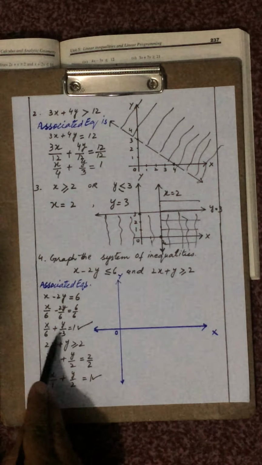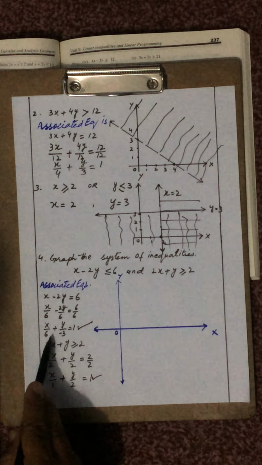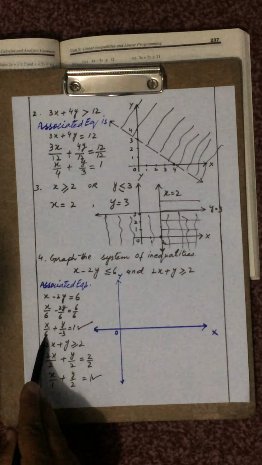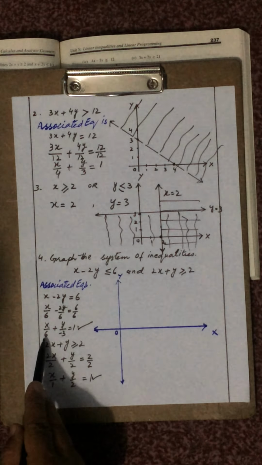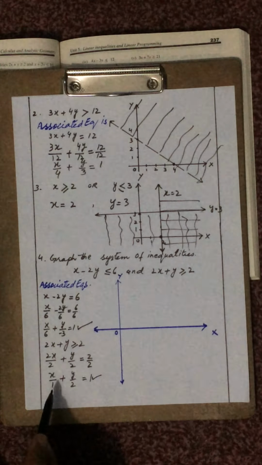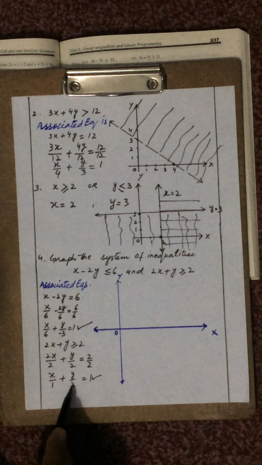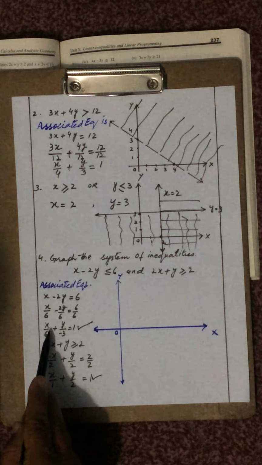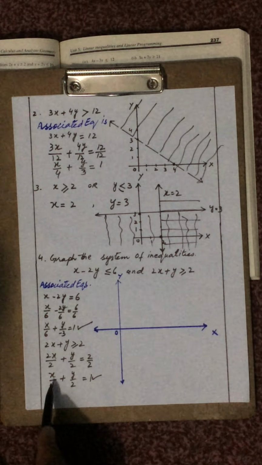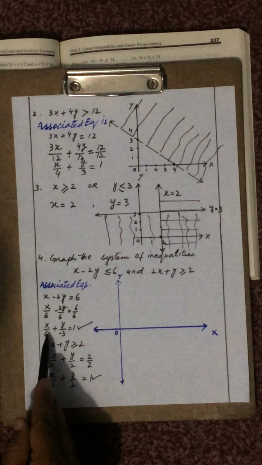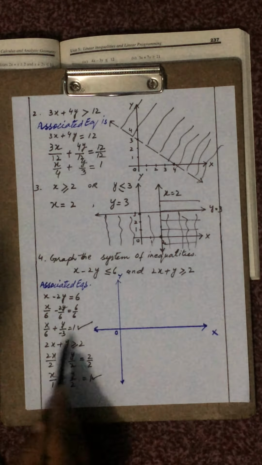Here x is 6 and y is minus 3. So we require the values on the axes. x is 6 and y is minus 3. Here x is 1 and y is 2. So if we see both equations, x goes up to 6, so the greatest value is 6. So we go up to 6.